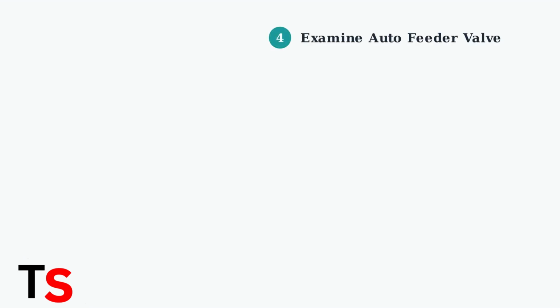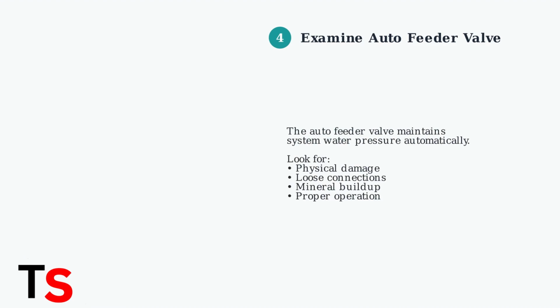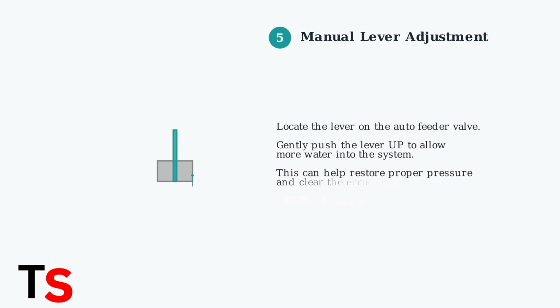Step 4. Examine the auto feeder valve for damage or malfunction. This valve automatically maintains proper system pressure. Check for any visible damage or blockages. Step 5. Try the manual lever technique. Some users have success by gently pushing up on the lever connected to the auto feeder valve. This allows more water into the system and can increase pressure.